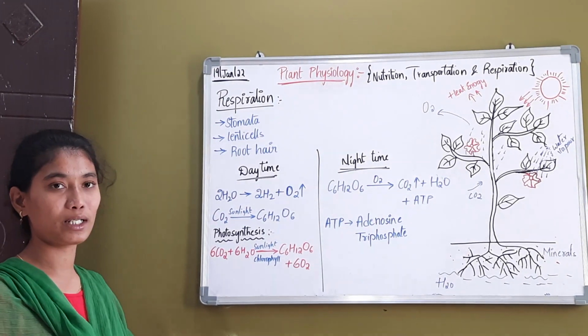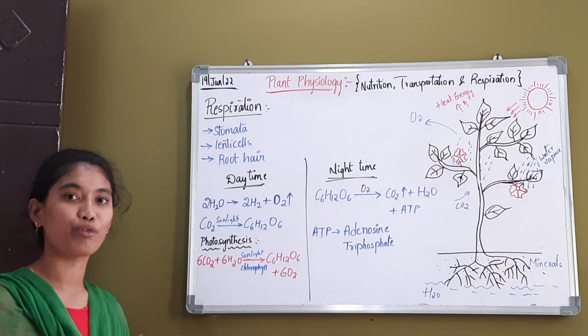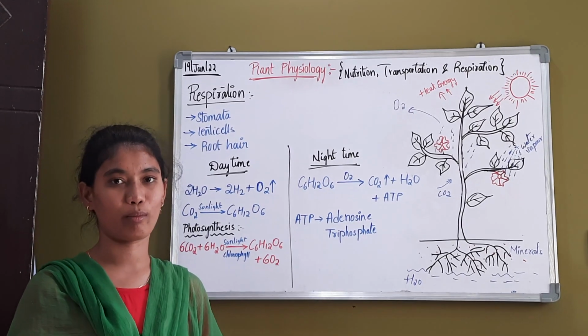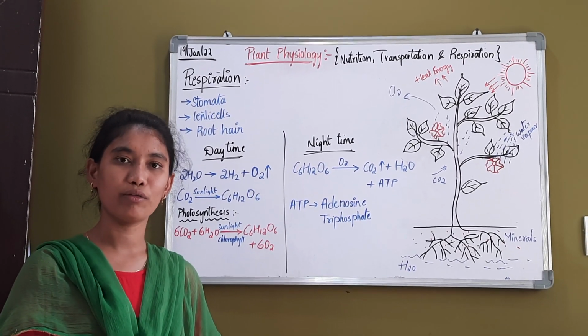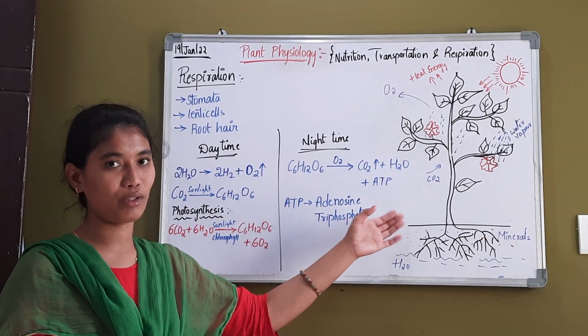First, let me discuss how the respiration takes place through stomata. For the respiration, the oxygen enters into stomata through the process of diffusion and then it enters through the remaining cells of the leaf.